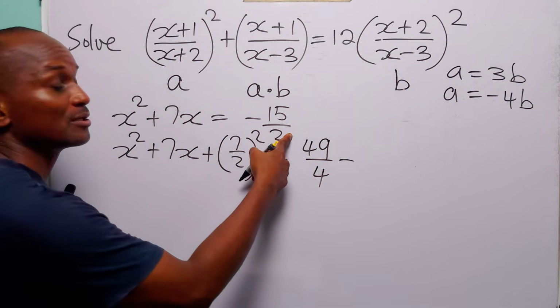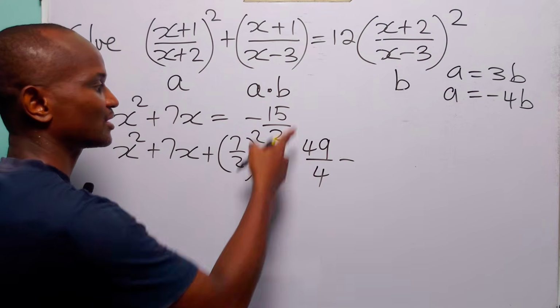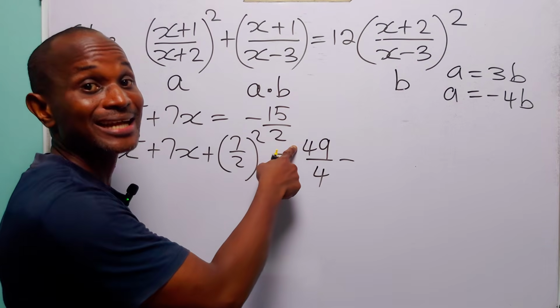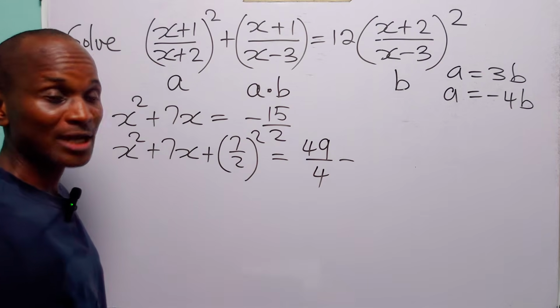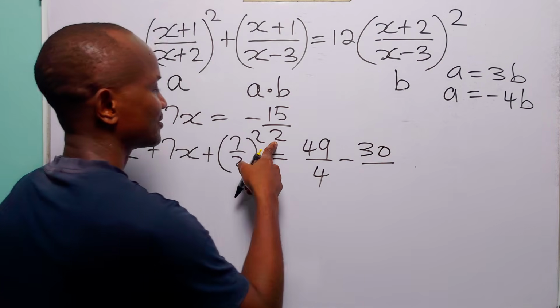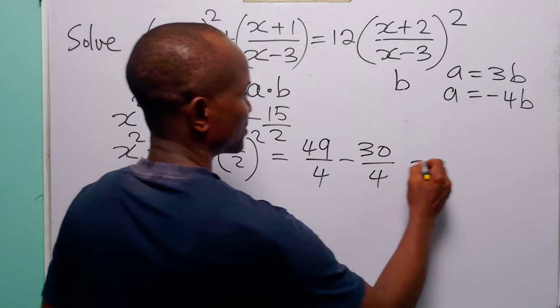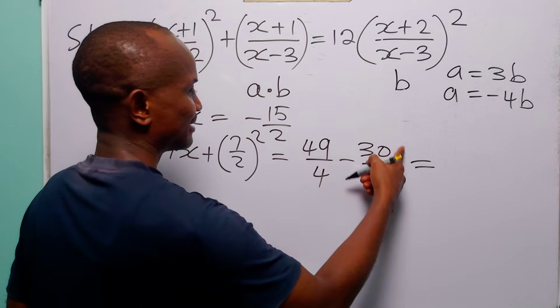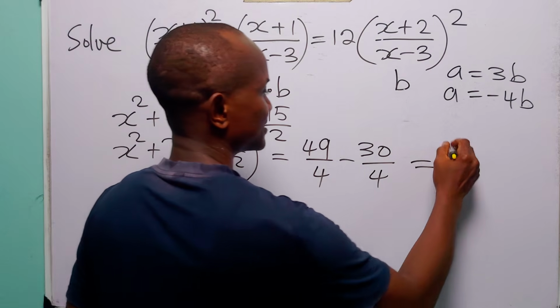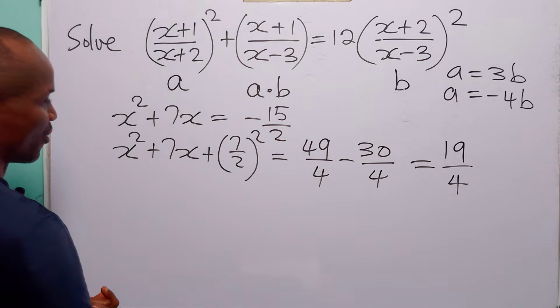Now, instead of 15 over 2, so that the two fractions will have the same denominator, let us multiply both the numerator and the denominator of this by 2. 15 times 2 is 30, and 2 times 2 is 4. Now, of course, we have 49 minus 30, which is 19, and this is divided by 4.